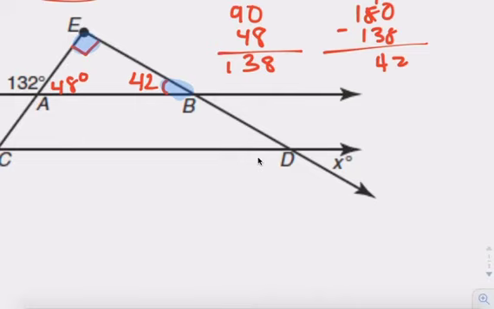And look, alternate exterior angles are congruent. So x is 42 degrees.